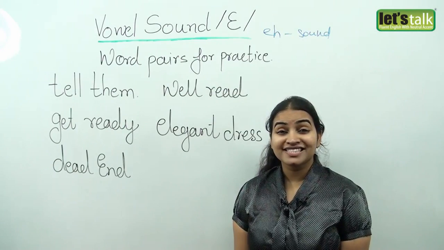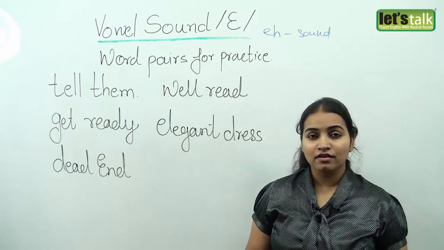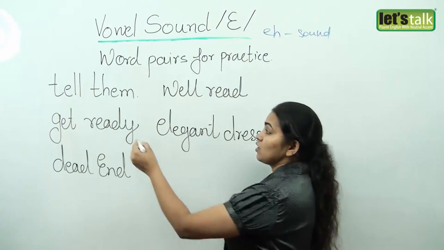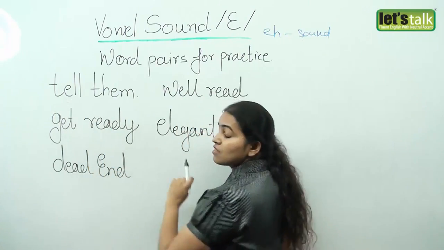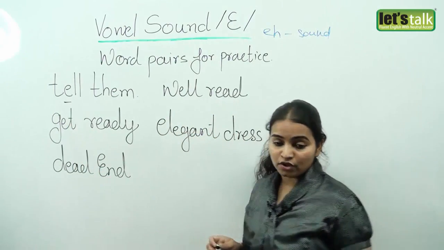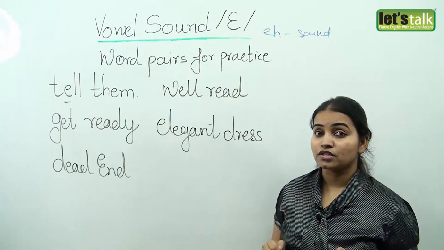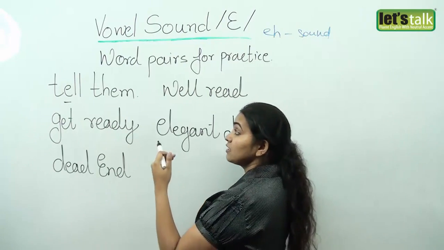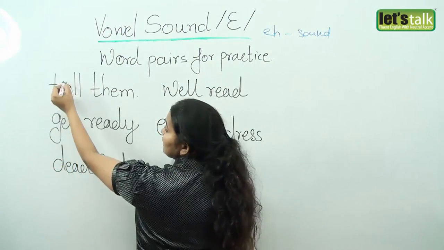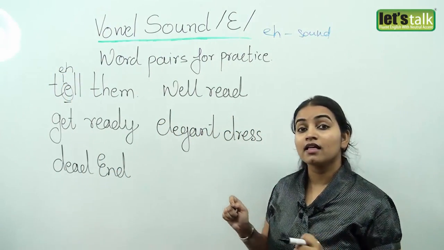Okay, now we will practice some word pairs to get this sound of the correct, okay? The first word pair is tell them. We already know that the E gives me the sound, and therefore when I say tell them, the E in this word gives me the sound. So it is a tell.